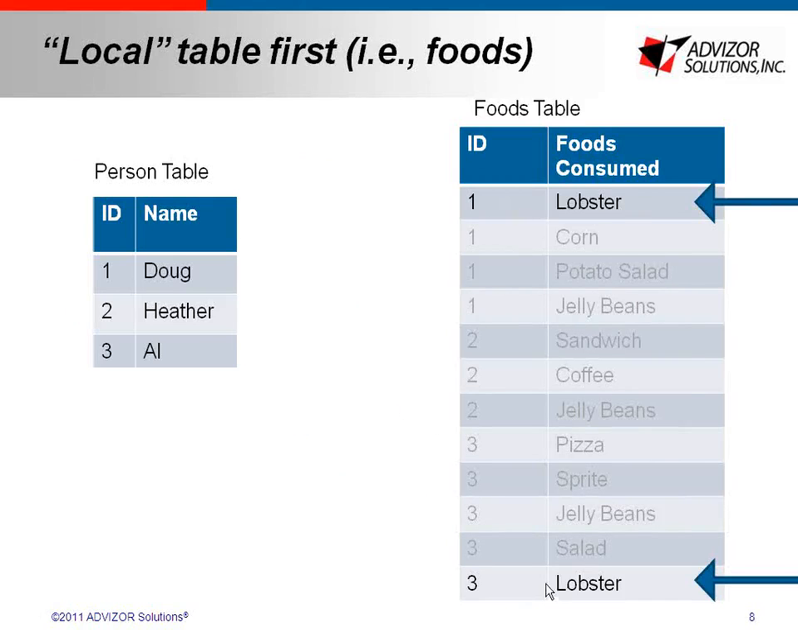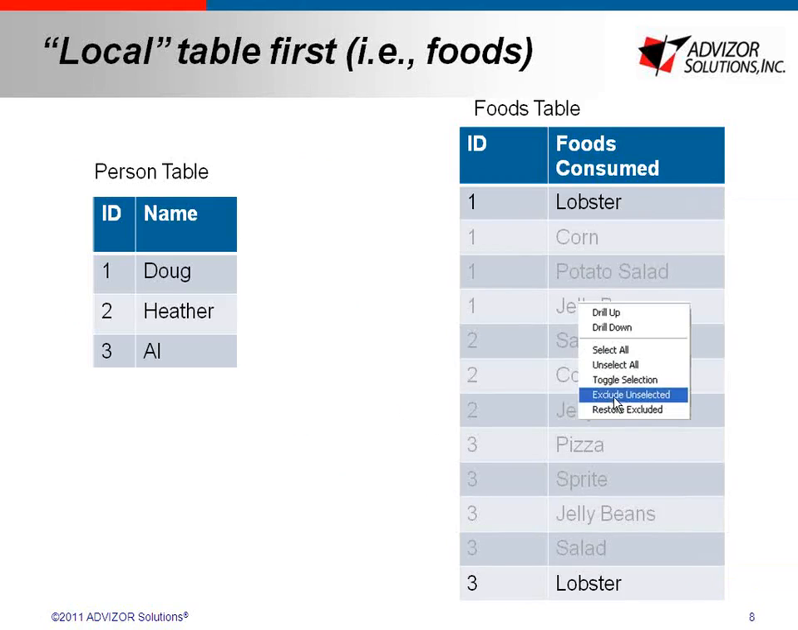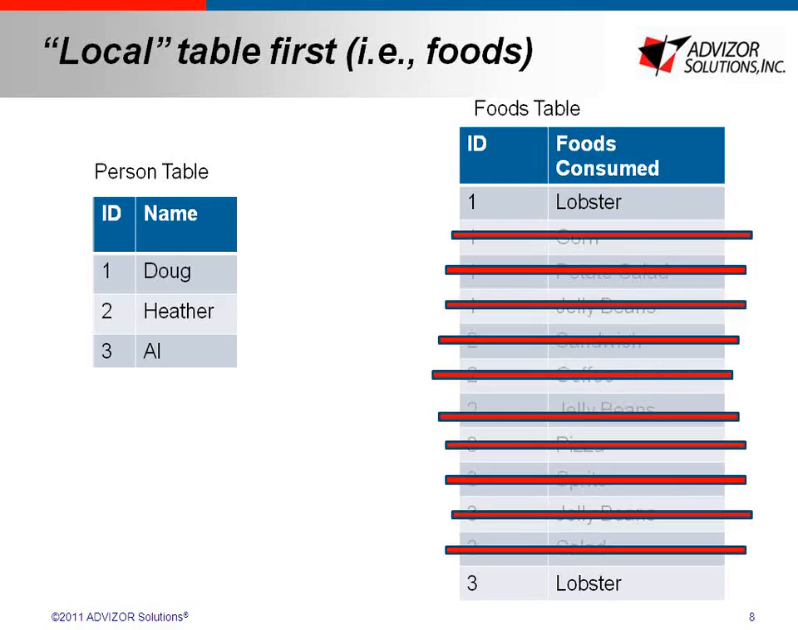Doug and Al. And now, instead of excluding from the core table, I'm actually going to right-click on this chart and choose the Exclude Unselected option. Again, this is the way of excluding from the local table first by right-clicking on the chart. And you're going to notice that something very different happens. By excluding from the chart first, I initially dropped out all of the records that don't correspond to lobster. So I selected the 2 lobster records, and then I immediately removed all of the other types of foods consumed from the table. So now what's going to happen?